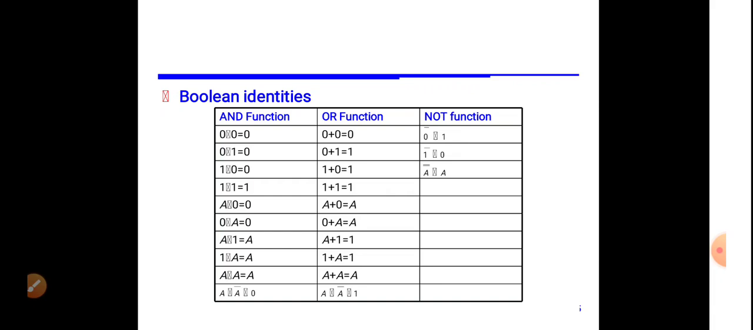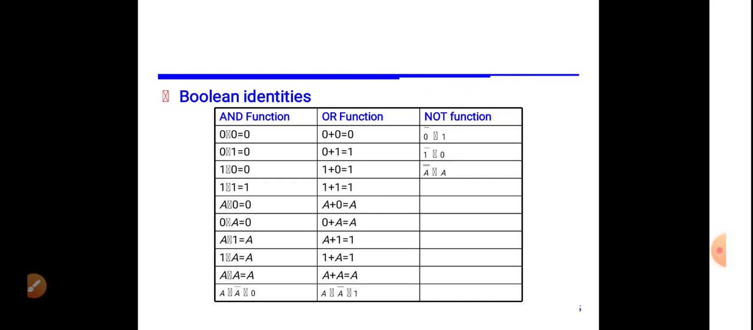And the last one is a dot a complement equal to 0. Here a complement is nothing but the opposite, or a NOT gate. If a is assumed as 0, a complement will be 1, and 0 dot 1 is 0. If a is assumed as 1, a complement is 0, and 1 dot 0 is 0. So if the inputs are in complemented form, the output is 0. This is all about the AND function.